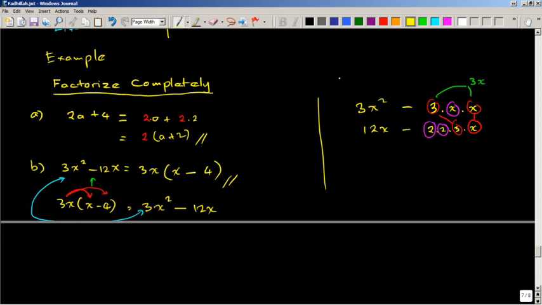Okay, C. Okay, C ni nampak intimidated terus lah ni. Memang banyak. 14x cubed plus 2x squared minus 21x. Macam mana tu?